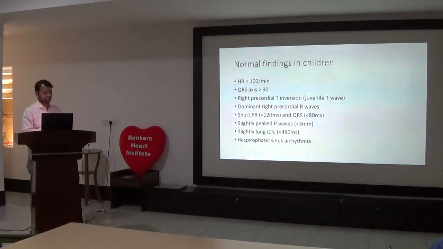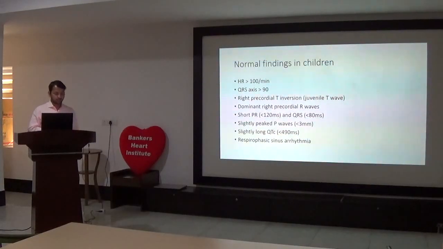So normal findings in children: heart rate more than 100, QRS axis more than 90 can be there. Right precordial T wave inversions, juvenile T wave inversions. Specifically, I want to tell about juvenile T wave inversions. Ideally this disappears by 3 to 5 years of age, but in some individuals, like in females, they can persist up to young age also, around 20-25 years. We call it juvenile persistent T wave inversions in right precordial leads V1 to V3, and this can be a normal phenomenon.